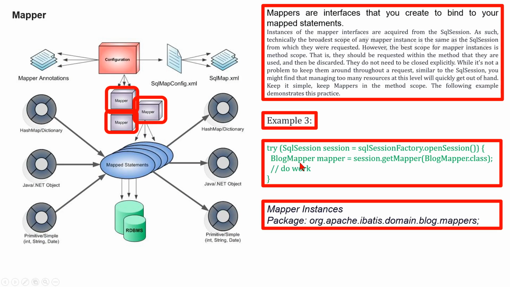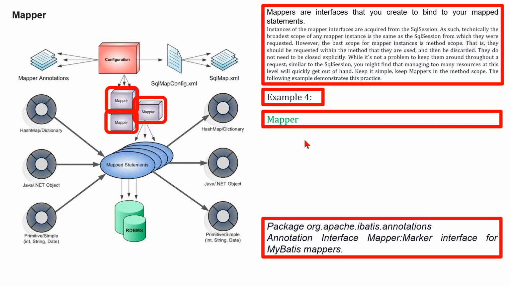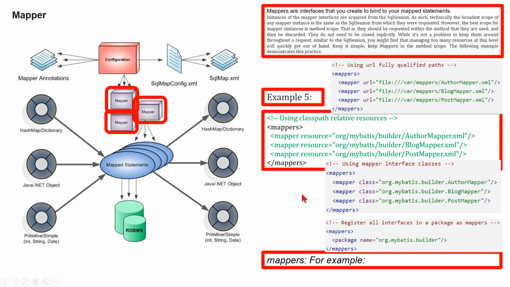This block mapper is in package org.apache.ibatis.domain.blog.mappers. As an example, now we are considering the annotation interface Mapper, a marker interface for MyBatis mappers. This is in the package org.apache.ibatis.annotations. Now mappers, for example, here.